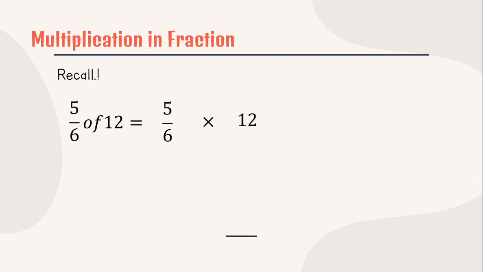Whenever you face this equation, first find out, is there any number that you can simplify? In this case, yes, which is 6 and 12, because 6 and 12 have common factors. So 6 and 12 can be simplified, right? So 6 divided by 6 and 12 divided by 6. So now what do we have? 5 times 2 per 1 equals 10.